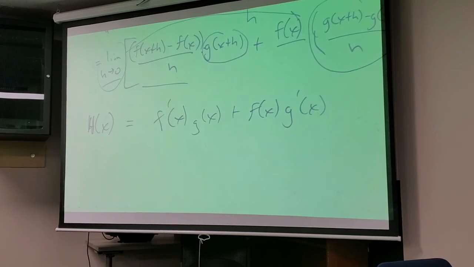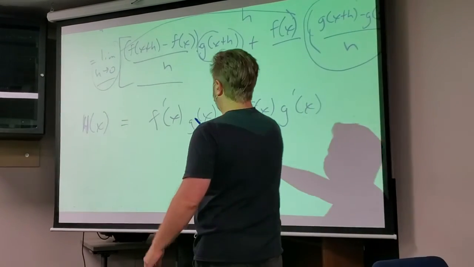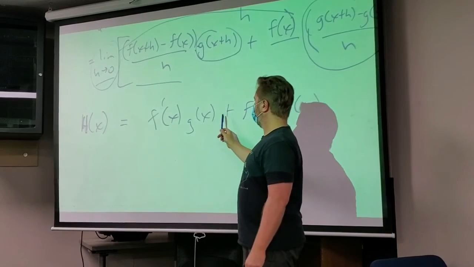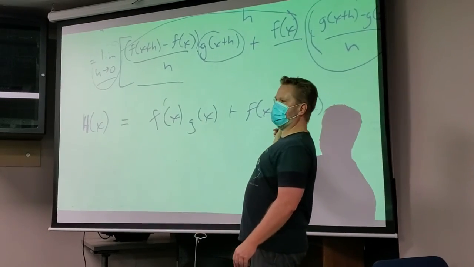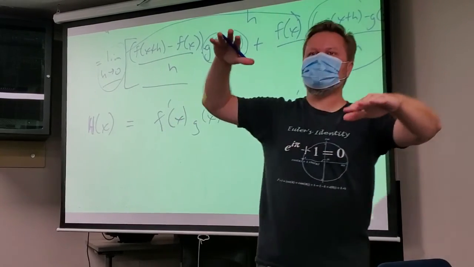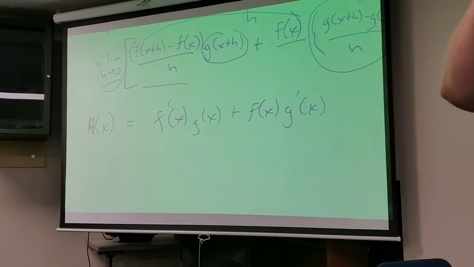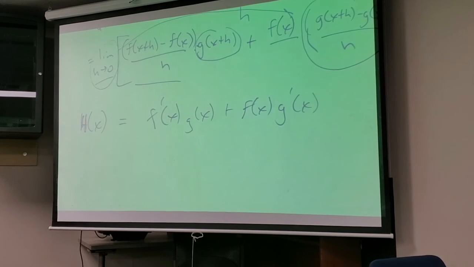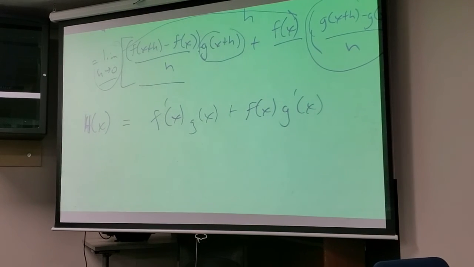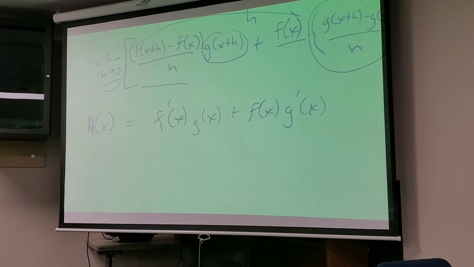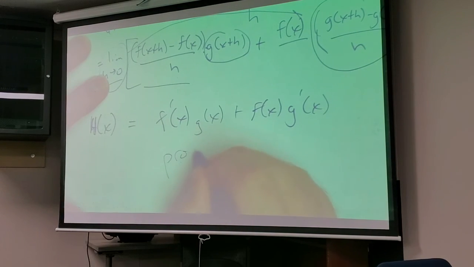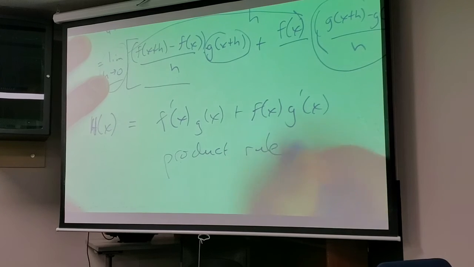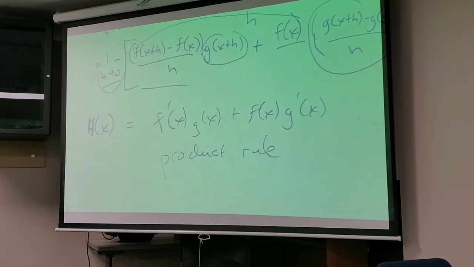So that is what a product does. If I have the product of two functions, I would take the derivative of the first times the second plus the first times the derivative of the second. They both get a turn at taking the derivative. That is the product rule, because we're so creative with what we call things.